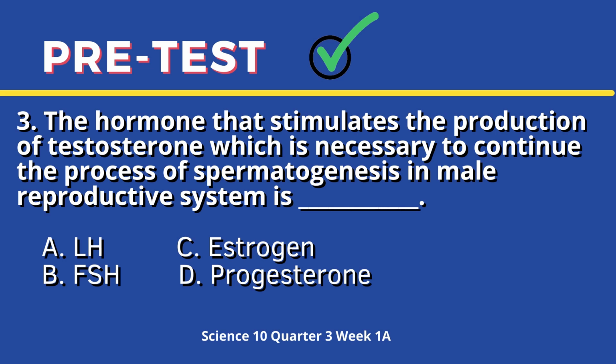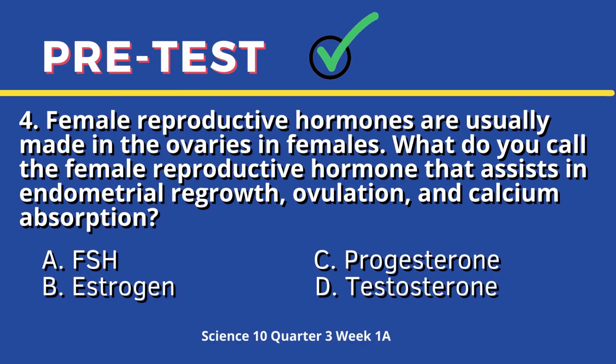3. Spermatogenesis is the process by which haploid spermatozoa develop from germ cells in the seminiferous tubules of the testes. The hormone that stimulates the production of testosterone, which is necessary to continue the process of spermatogenesis in male reproductive system, is blank. A. LH. B. FSH. C. Estrogen. D. Progesterone.